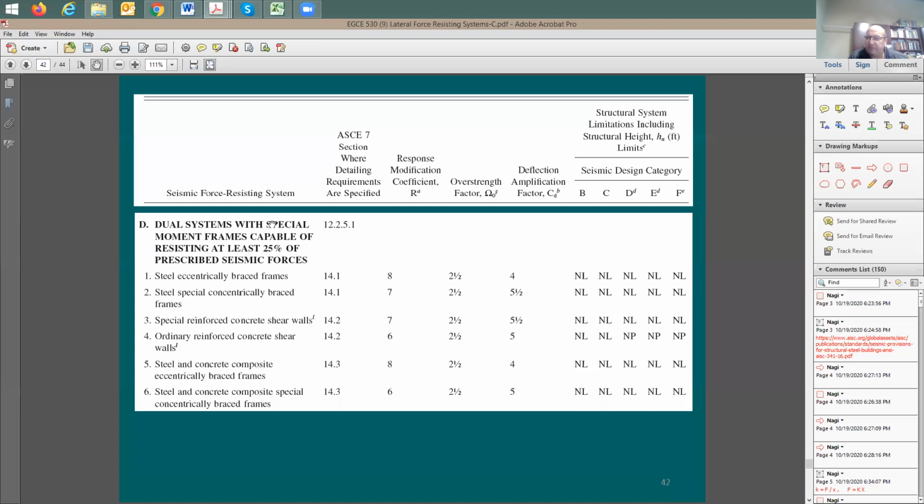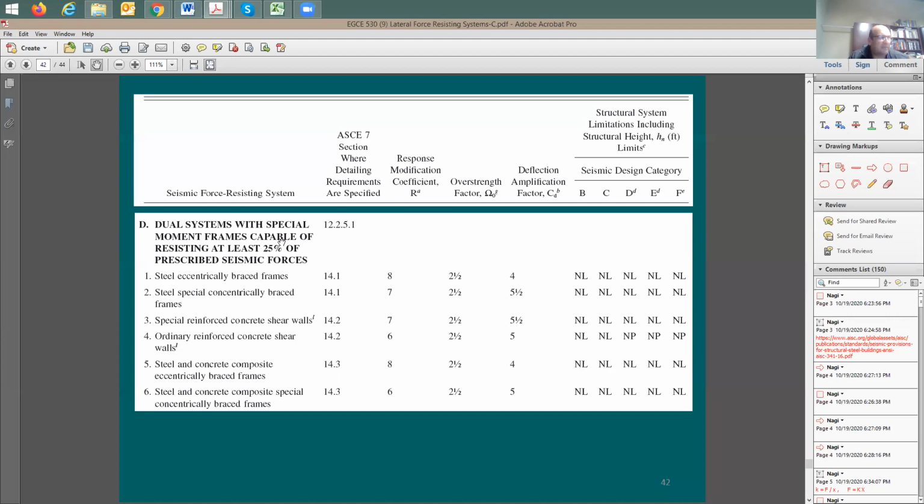Okay, so here's the definition of the dual system. A special moment frame. So you need to have a special moment frame if you're going to be doing a dual system. So the question can come like this: can you have a dual system with ordinary moment frame or intermediate moment frame? I'm going to say no. It is not in the code. You cannot do it. The code says only special moment frame.